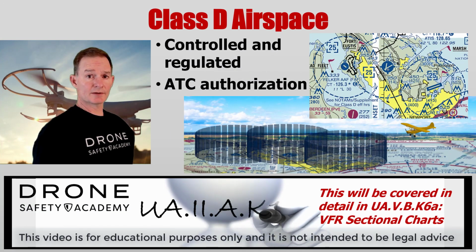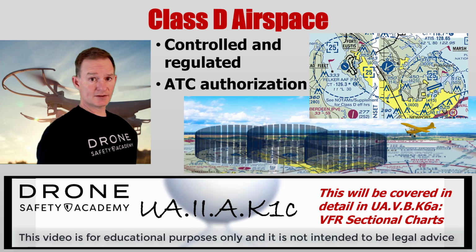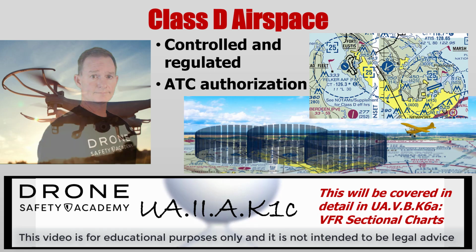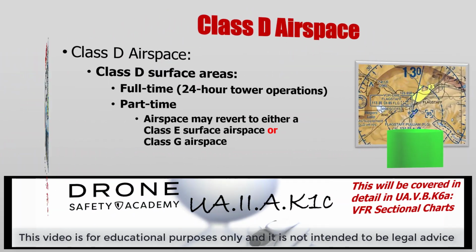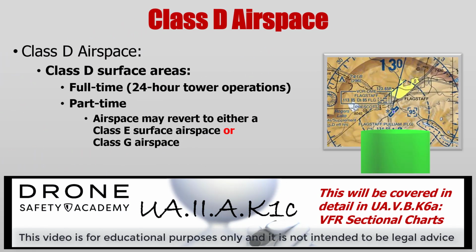Class D airspace, like Class B and Class C, is controlled and regulated. It does not have any layers, and ATC authorization is required. Class D airspace is either full-time or part-time, and if it's part-time, the airspace may revert to either a Class E surface airspace or Class G airspace. Either way, check your VFR sectional chart or US chart supplements.